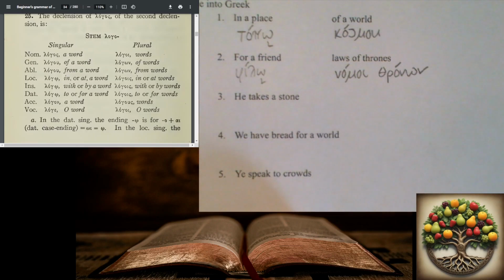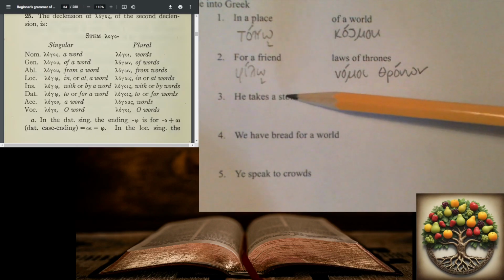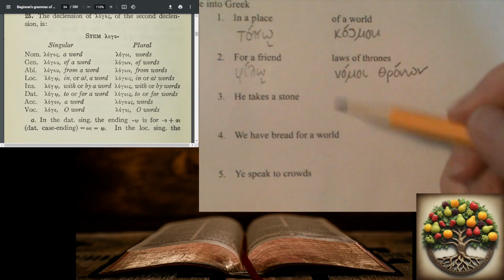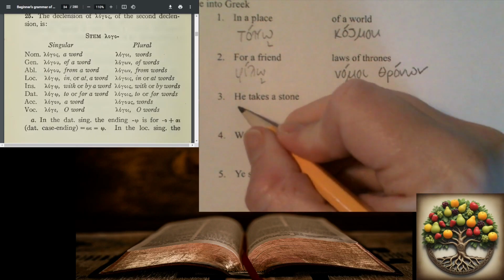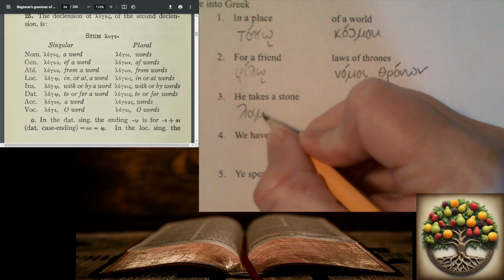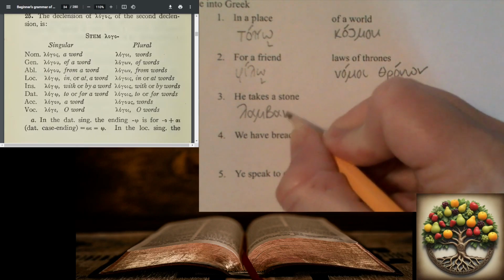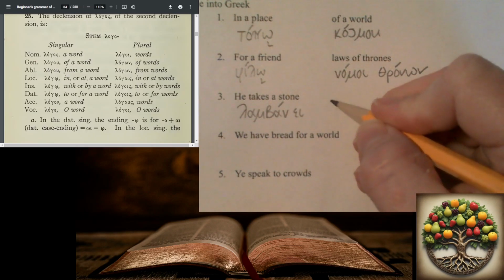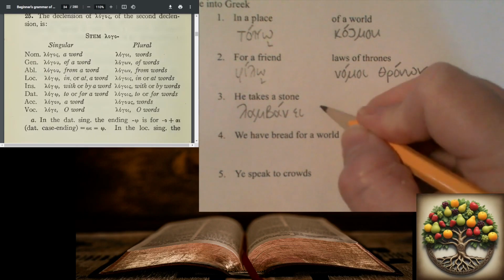he takes a stone. So here is a complete sentence as we recognize it in the English. Subject, verb, direct object. For he takes, we need the word for take, and we're going to put that in the third person singular. So we need that EI ending, lambane. And we need a word for stone in the accusative, lithone.